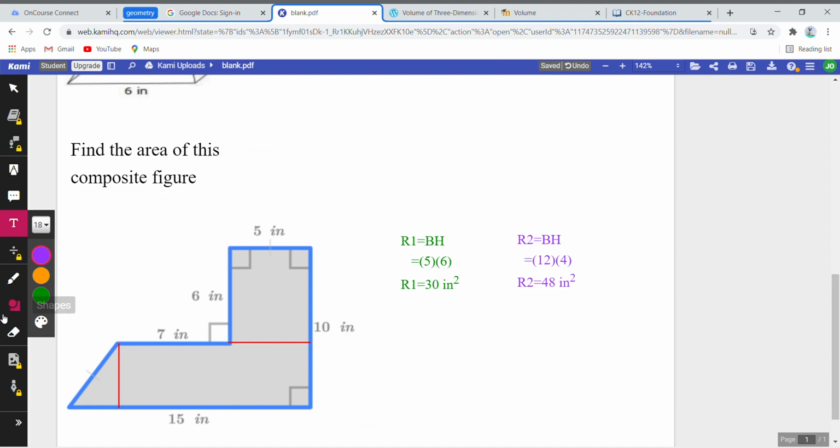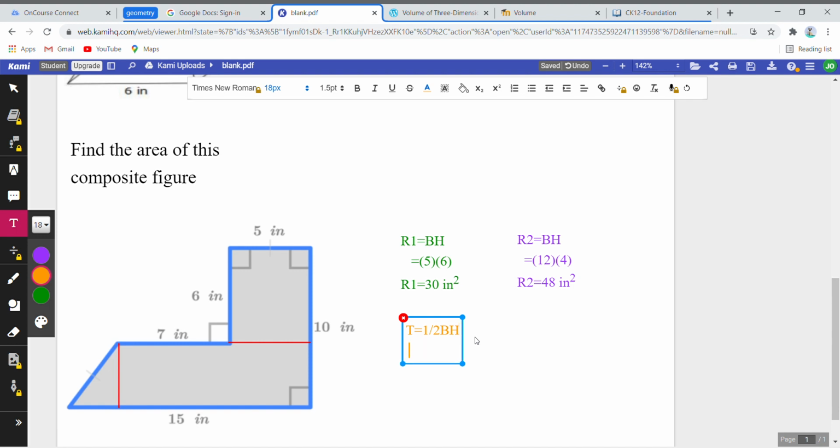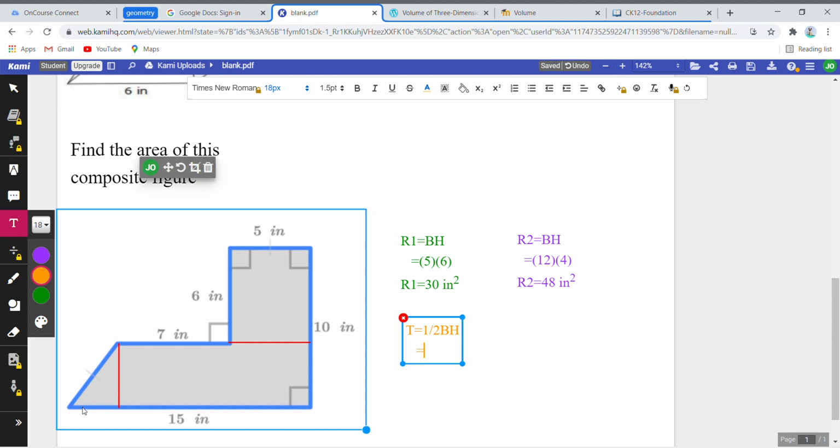And now we'll go on to the triangle. We'll do the triangle in orange. So we'll call it T for triangle. And now, so we're not given any of this, but we know that the formula for a triangle is 1/2 base times height. So we need to find a base, and the base, we can make this the base. So we have to do a little math here.